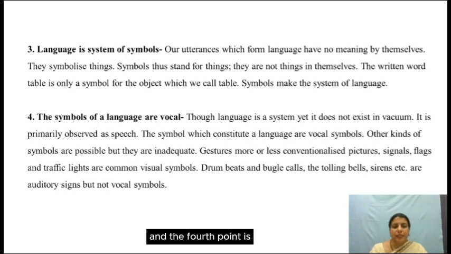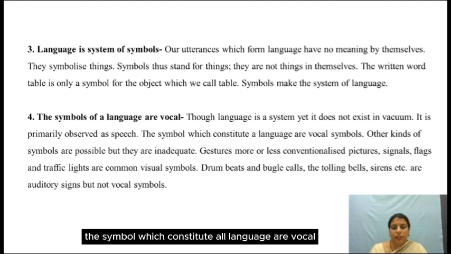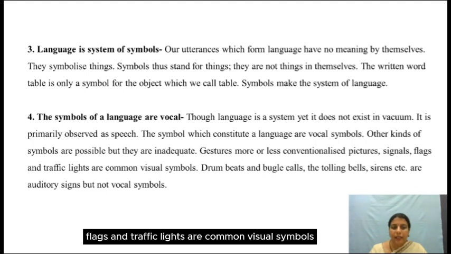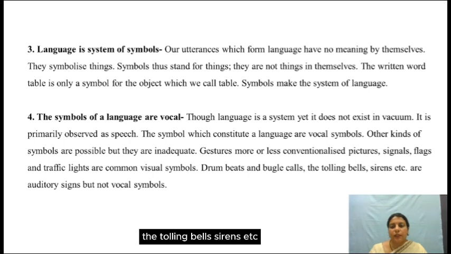And the fourth point is the symbols of a language are vocal. Though language is a system, yet it does not exist in a vacuum. It is primarily observed as speech. The symbols which constitute a language are vocal symbols. Other kinds of symbols are possible, but they are inadequate. Gestures, more or less conventionalized pictures, signals, flags, and traffic lights are common visual symbols. Drum beats, bugle calls, tolling bells, sirens, etc., are auditory signs but not vocal symbols.